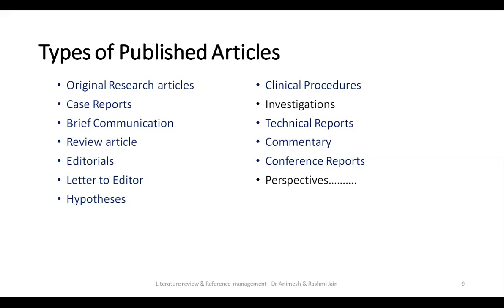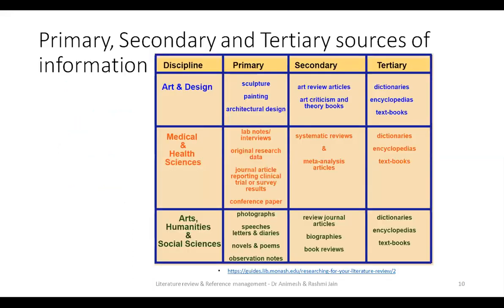Now, one more type of classification of sources of information. Information in whichever discipline it is, arts, medical and health sciences, humanities, can be of three types based on the source. A primary source. This includes the actual data. For example, lab notes, an interview in case of qualitative analysis, original research data, a journal article, a case report, a conference paper, reporting of a clinical trial, a survey result. This is the primary work which is done by a researcher.